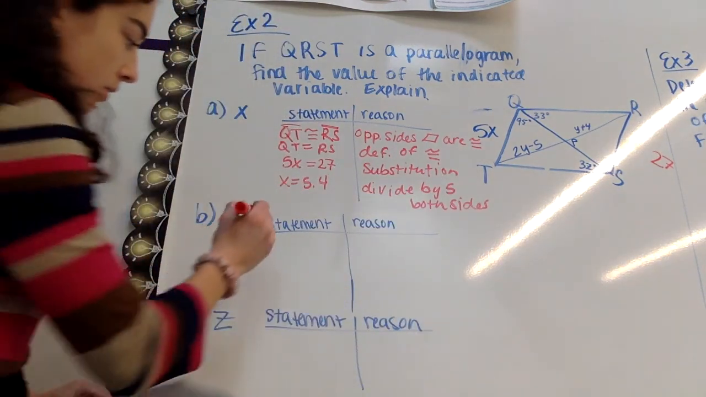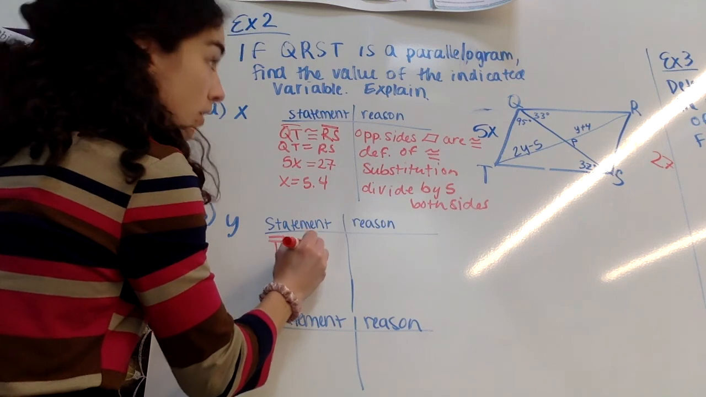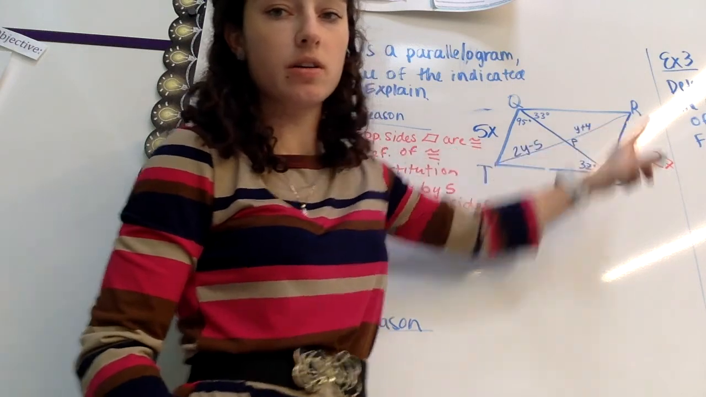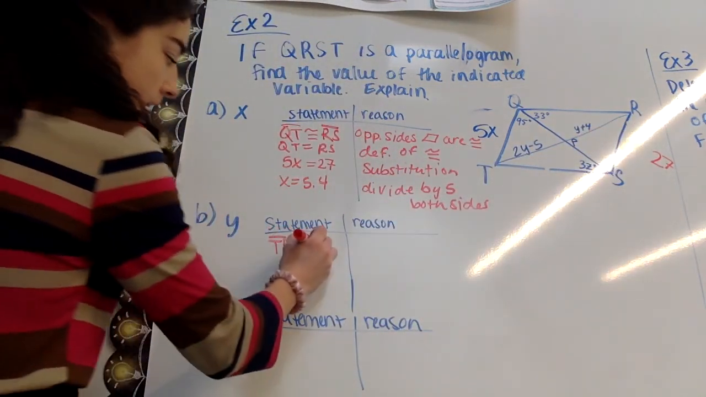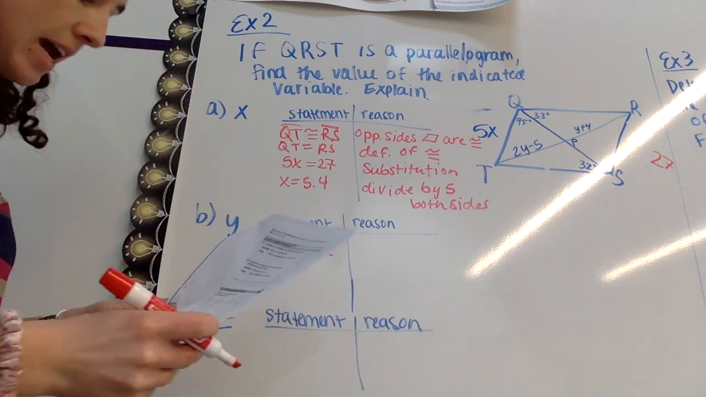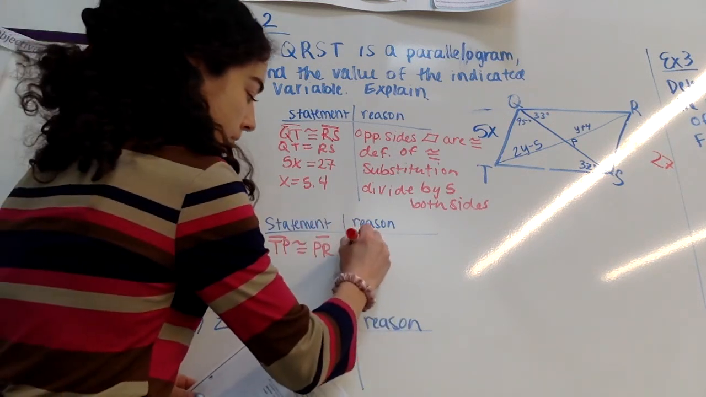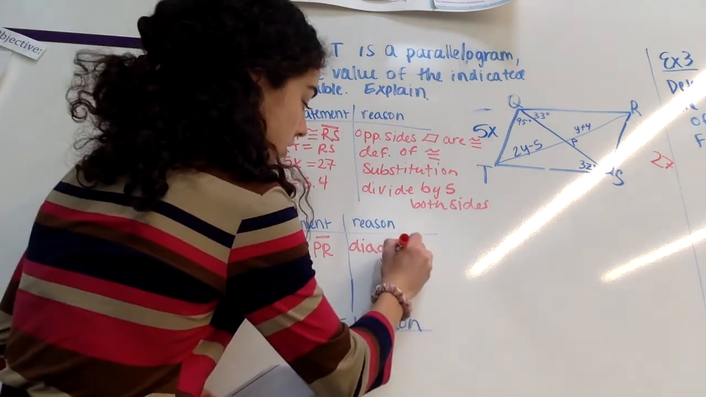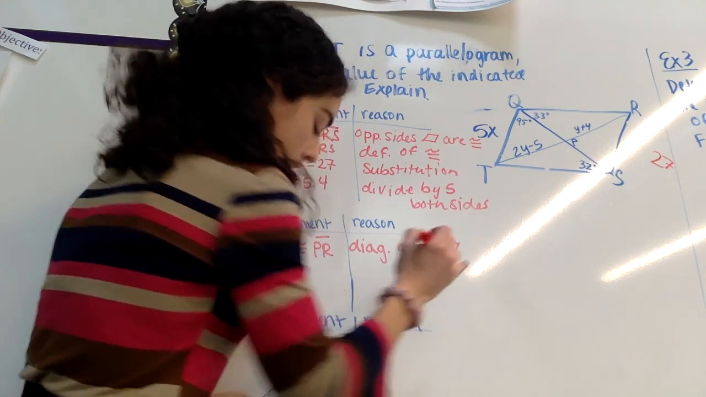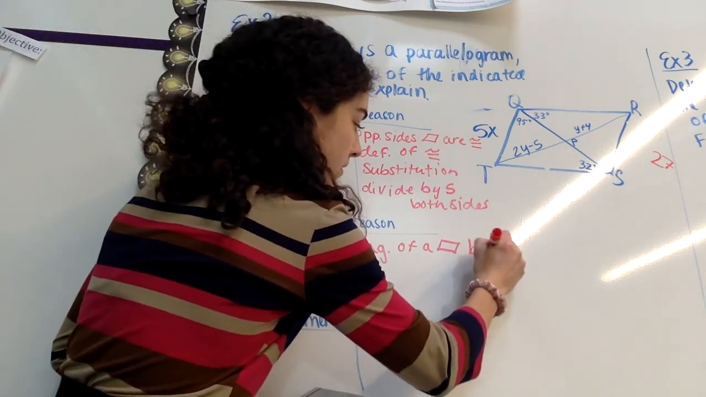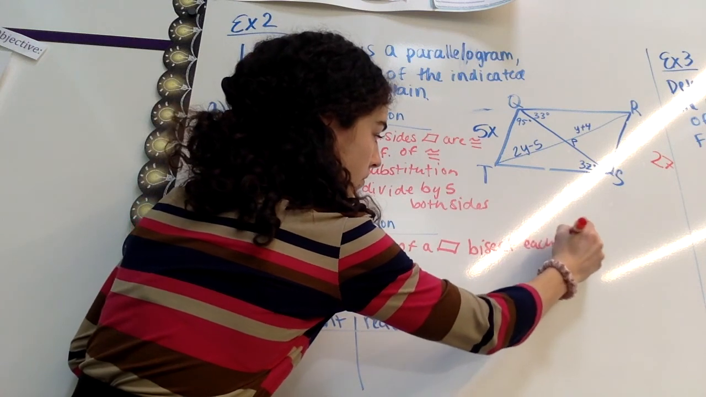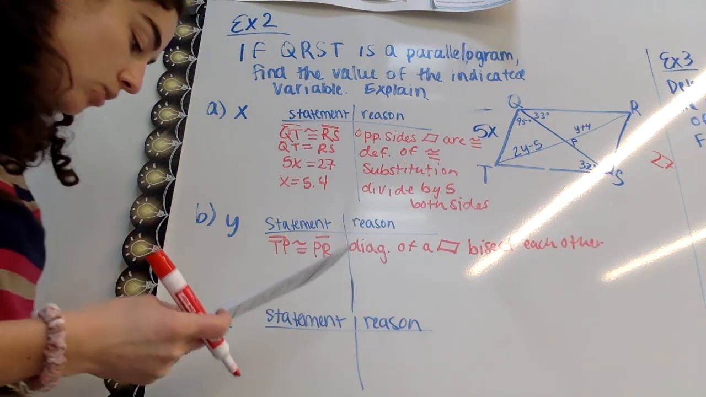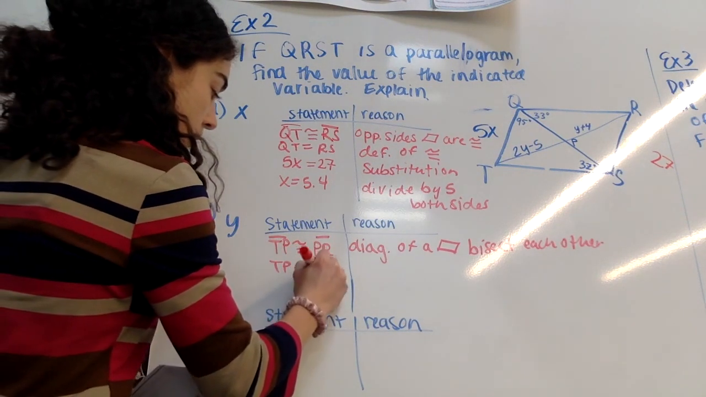Okay. So we know that TP, this little one, T to P, is congruent to P to R. Okay, because that's a diagonal cut in half. That is because, just like the theorem that we just learned, diagonals of a parallelogram bisect each other. Okay, and then so we can say that TP equals PR.